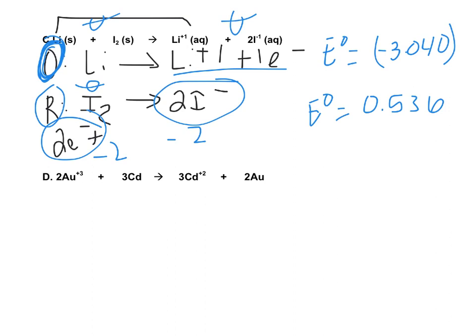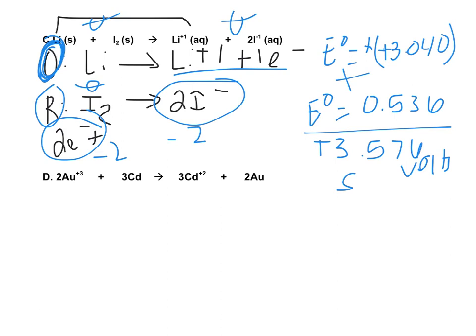So sometimes people write a double negative showing that they flipped it, or you could just switch it to positive, whatever your groove is going to be. Add up your two half cells. You're going to get a positive 3.576 volts, and this would be a spontaneous reaction.